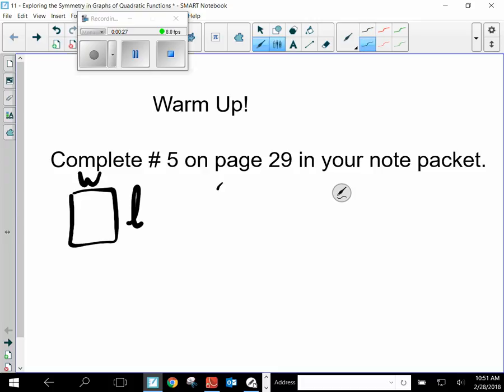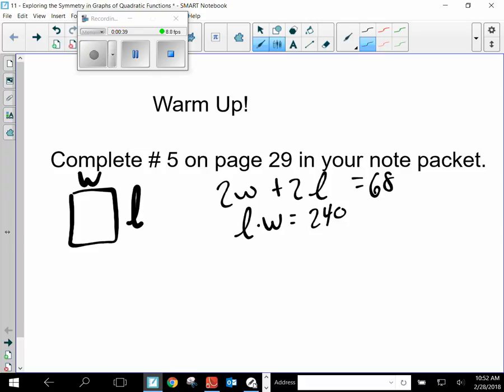And I know perimeter is 2 times the width plus 2 times the length equals 68. And I also know that length times width is the area, which is 240. So I have a system of equations with two unknowns. That means I have to use substitution or elimination. Because of this multiplication here, I have to use substitution.